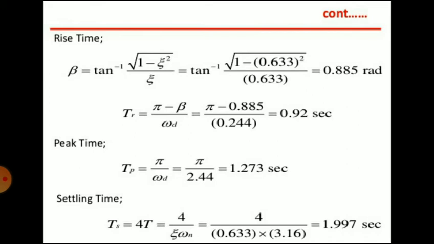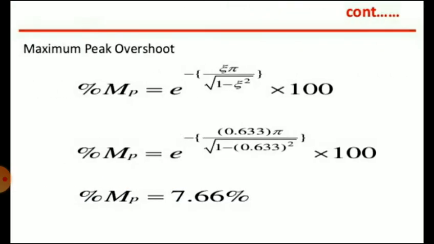Then the settling time, Ts equal to 4 into T, equal to 4 upon zeta omega n. So that is the formula that is used to calculate settling time. After simplification, you will get 1.997 seconds. Then maximum peak overshoot. The formula is percentage Mp equal to e raised to minus zeta pi upon under root 1 minus zeta square, into 100. Put all the values in the given expression. You will get percentage Mp, that is maximum peak overshoot, equal to 7.66%.